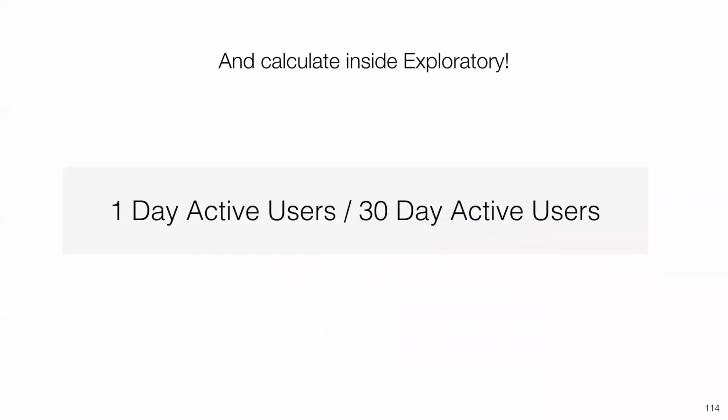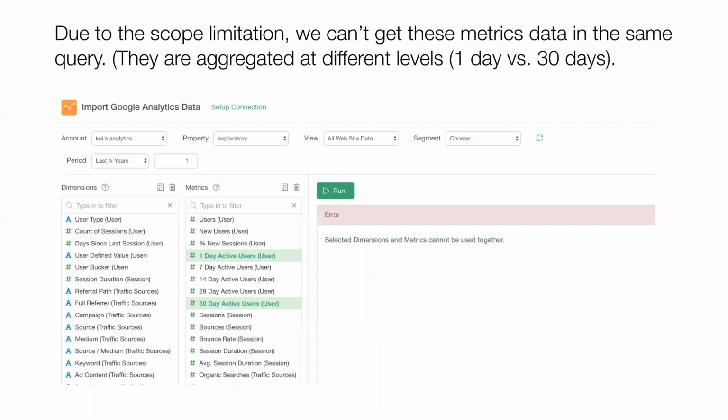Well, things are not always that simple, right? Because there's one problem: when you try to get those data together, you get an error message. In order to get the 30-day active users, Google Analytics has already aggregated the data, so you have, let's say, January, February, March kind of data. And the one-day active user is basically day by day. So the aggregation level is different. Therefore, it can't be queried together.